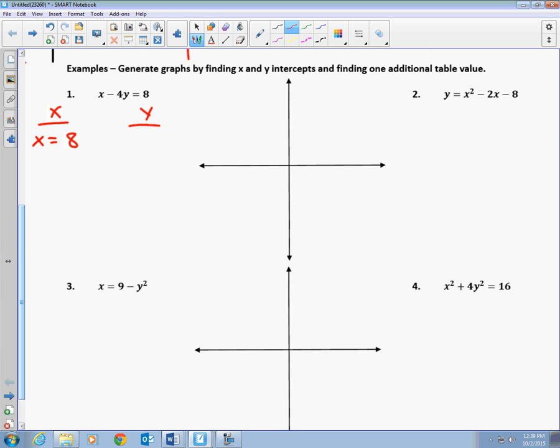And if you plug in 0 for x, that'll give you the y-intercept. Plug in 0 for x, what's the new equation then? Negative 4y is 8. Solve by dividing both sides by negative 4. And we get y is equal to negative 2. Boom. Done. Easy peasy. So mark it off.